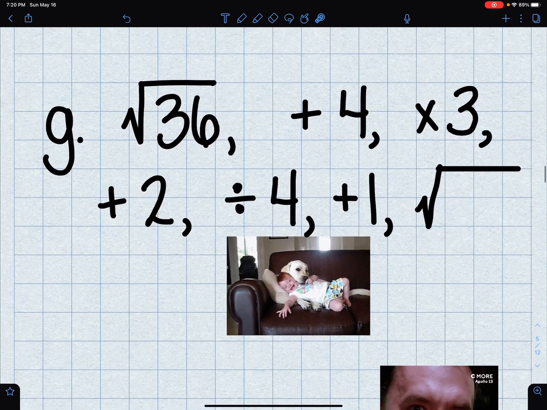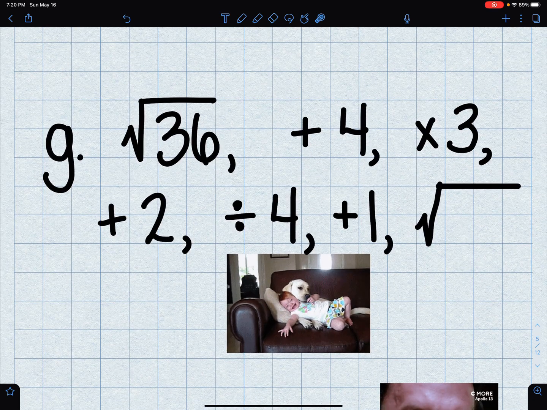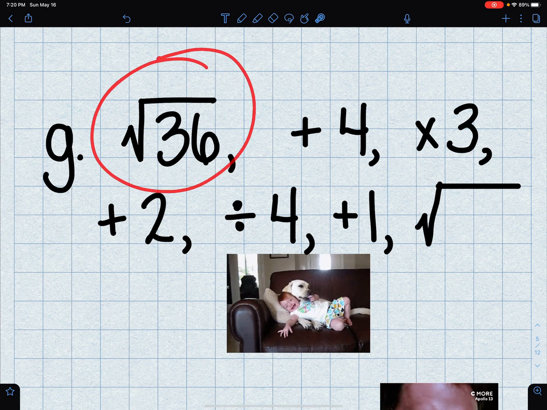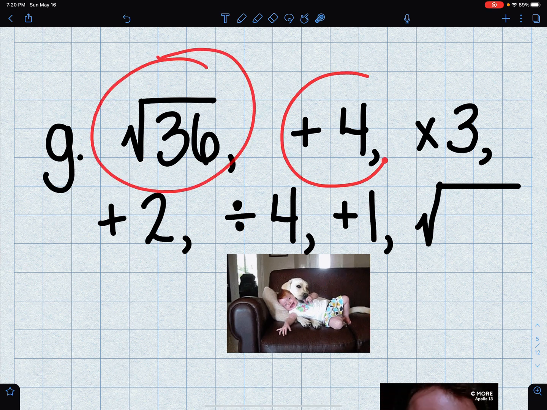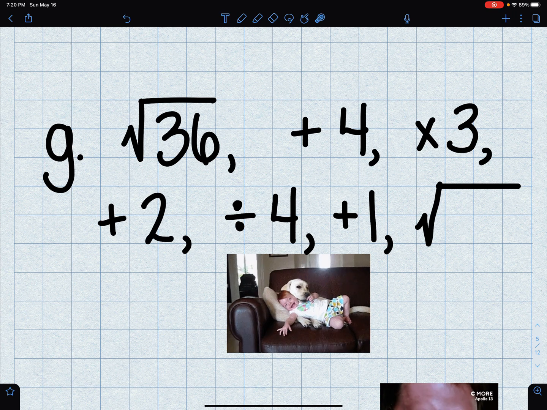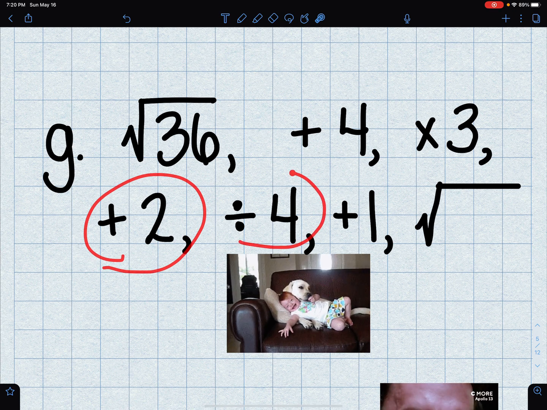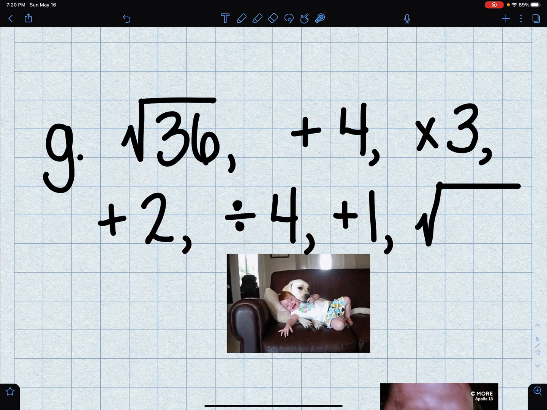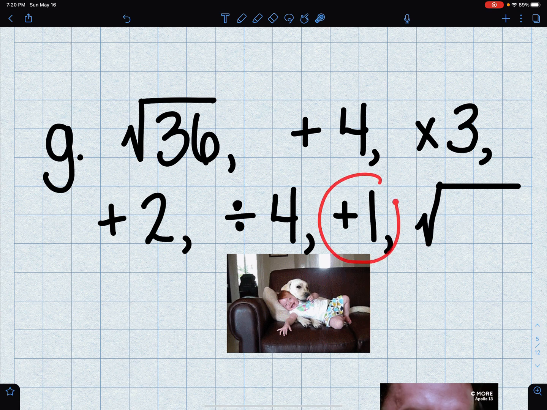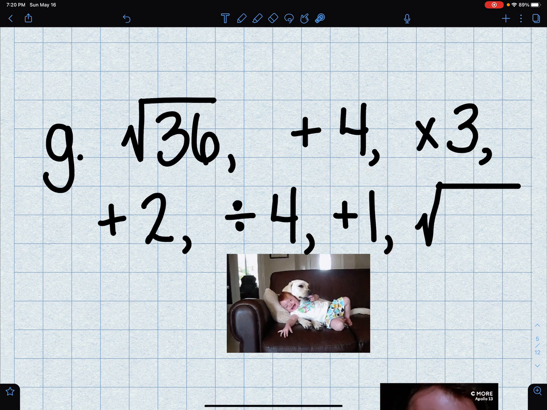Okay, this is a long one. Ready? We're going to start with a number, the square root of 36. So start with that, square root of 36. Add 4, multiply by 3, add 2, divide by 4. Now add 1, and what is the square root of that number?